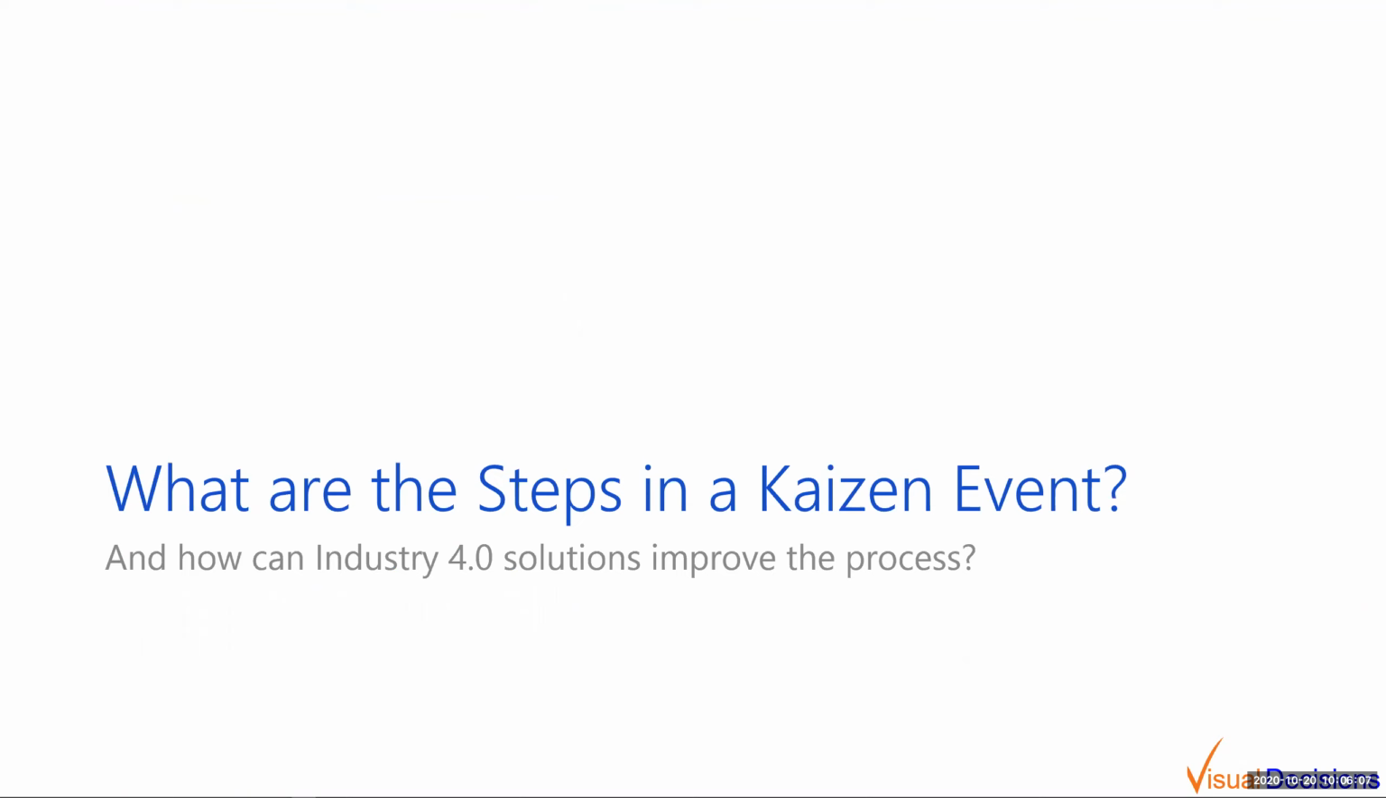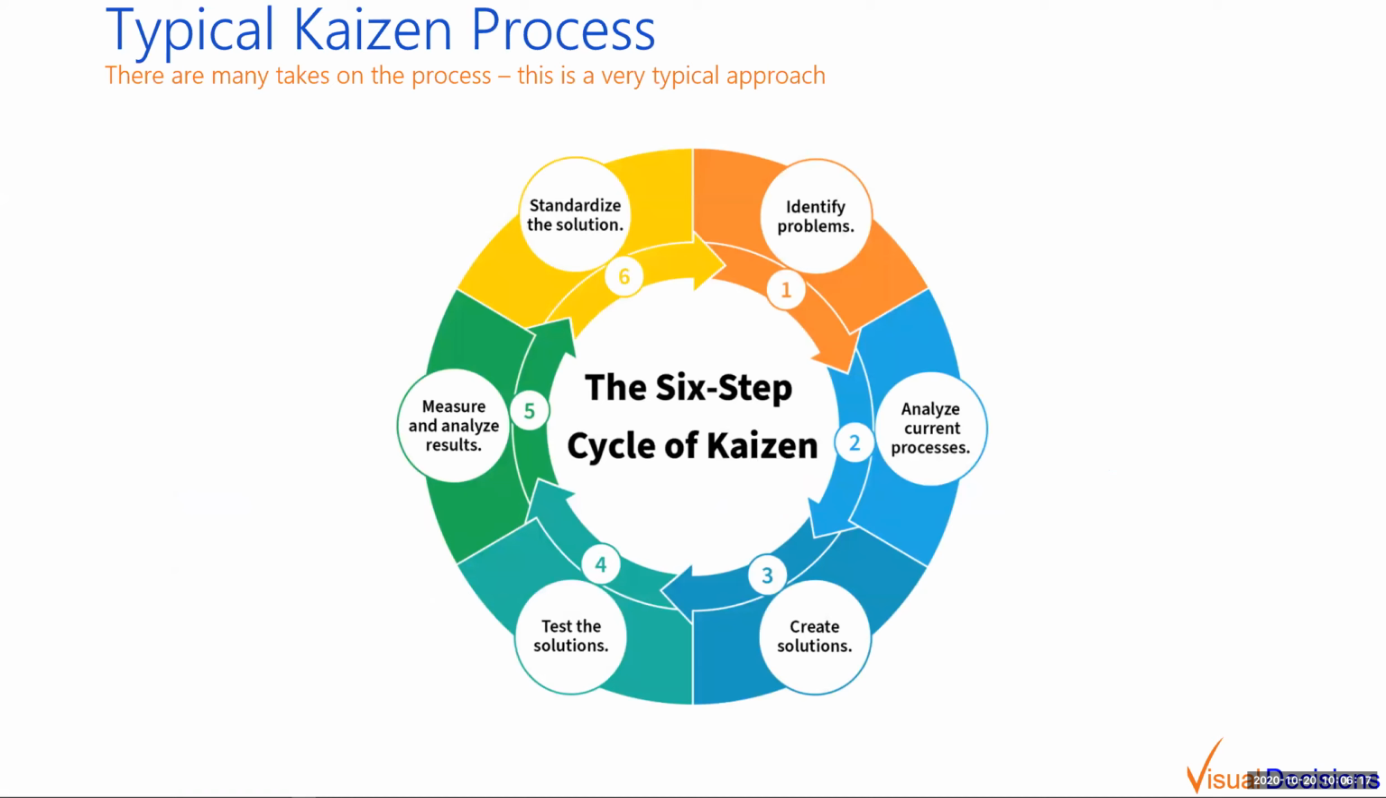So with that, what are the steps in a Kaizen event? And how can Industry 4.0 solutions really improve the process? There are a lot of different structures to a Kaizen process. I've worked with a whole lot of different customers, and a lot of them have slightly different takes on what the steps are in the process. But at its core, it's pretty similar across different companies.